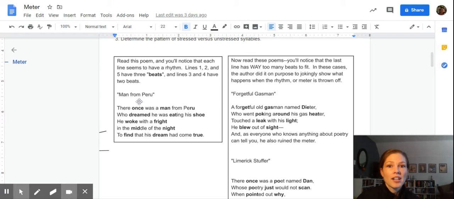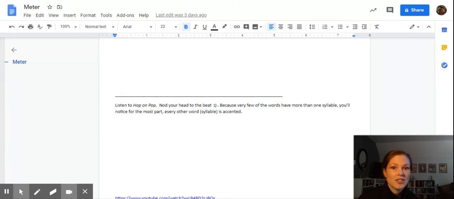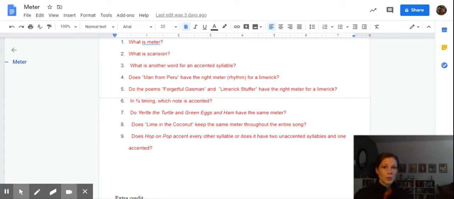Now, at the end of all of this, I'm going to be asking you a few questions. You might want to take some notes. We've answered the first four at this point. Meter refers to the rhythm of a poem. Scansion is when you're reading the poem and you're trying to figure out the pattern of beats. You're trying to figure out the meter. Another word for an accented syllable is a stressed syllable. And we know that that first limerick, Man from Peru, did have the right meter, the right rhythm for a limerick.